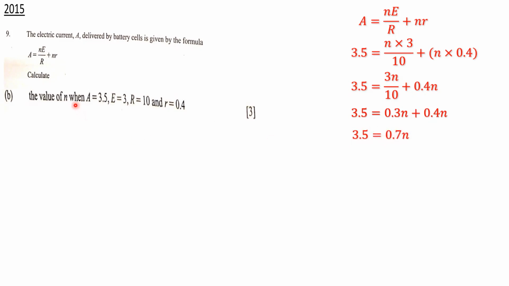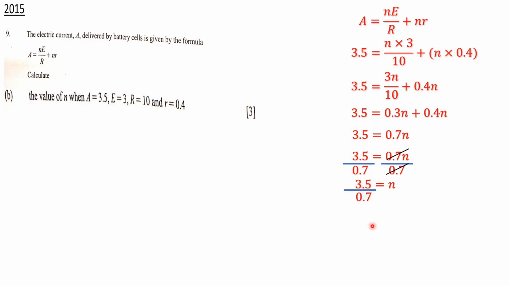Remember, we want to find the value of n. So we have to divide both sides by 0.7 because we want to get rid of the 0.7 and it's connected to n by multiplication. We have to do the opposite of multiplication, which is division. And so we divide both sides by 0.7. So we can cancel out the 0.7, and we are left with n is equal to 3.5 divided by 0.7.